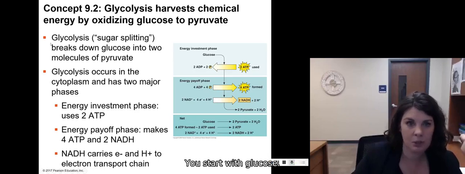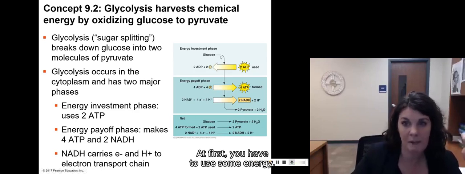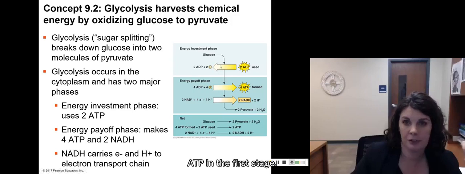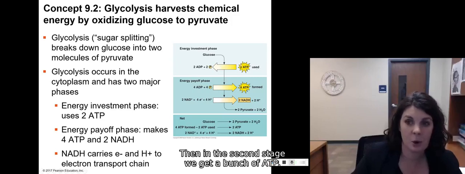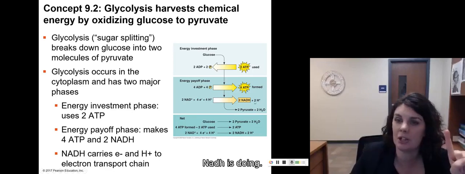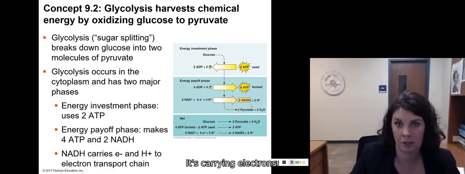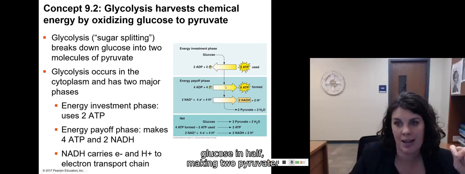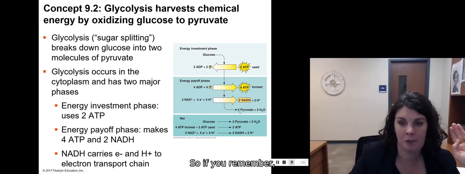Step 1, glycolysis. You start with glucose. At first, you have to use some energy. It's going to take a little bit of ATP in the first stage. Then in the second stage, we get a bunch of ATP. We also generate some NADH. And remember what NADH is doing? It's carrying electrons. And we create that ATP and the NADH as we are breaking glucose in half, making 2-pyruvate.